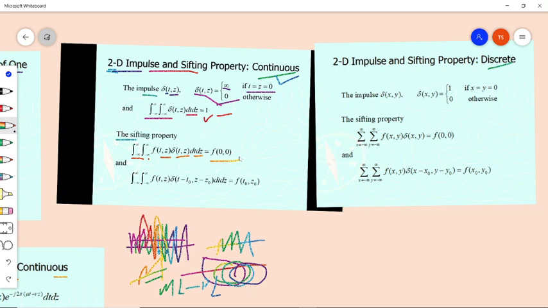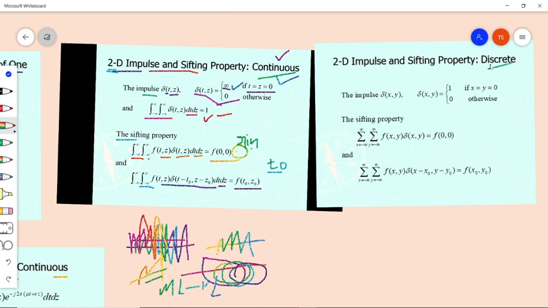So at the origin point, f of 0 comma 0. If the impulse is at the point t naught, z naught, then it is the double integral with limits from minus infinity to infinity, because the function is defined with infinity, of f of t comma z delta of t minus t naught comma z minus z naught with respect to dt dz, which is f of t naught comma z naught. This is in the case of continuous.